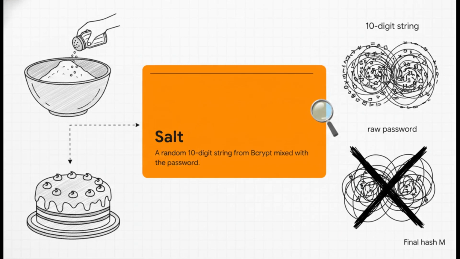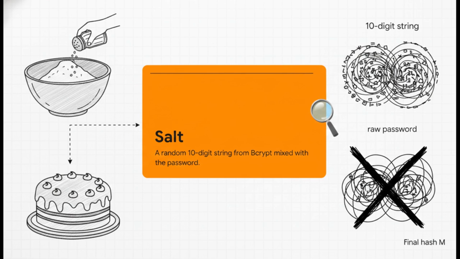Now, what's really fascinating is how Bcrypt actually pulls this off. It uses something called a salt. A salt is a random 10-digit string generated by Bcrypt itself. Think of this like baking a cake, okay? If your password is the flour, the salt is, well, literal salt. Once you mix that random 10-digit string into the raw password, the ingredients are fundamentally transformed.